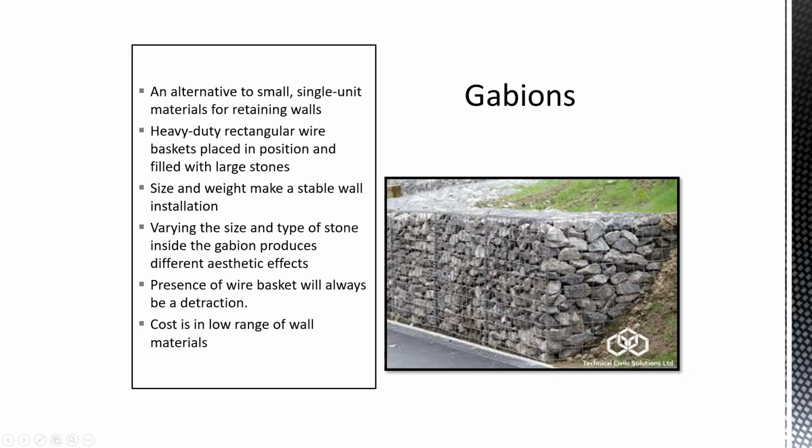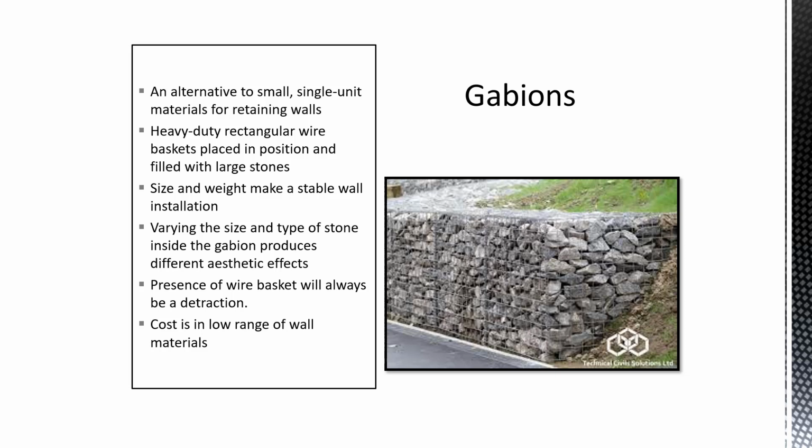Gabions, an alternate to small single unit materials for retaining walls. The heavy duty rectangular wire baskets are placed in position and then filled with stone, and they're usually filled with riprap. The size and weight make the walls stable. Varying the size and type of stone inside the gabion produces different aesthetic effects, but look, you've got that wire basket, there's just not much you can do with it aesthetically. It's always going to be a distraction, but the cost is in the very low range of wall materials.